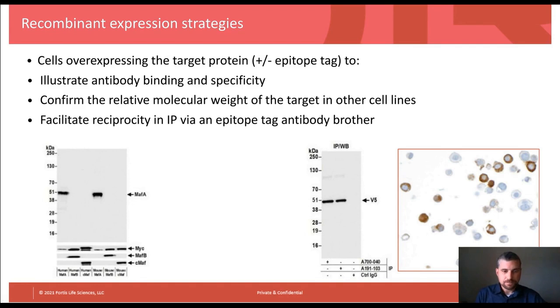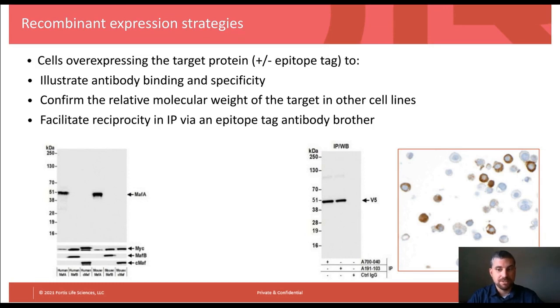On the left, we are overexpressing MAF-A, MAF-B, and CMAF in a series of cell lines. What we're trying to show here is specificity, to show that our MAF-A antibody is not binding to MAF-B or CMAF. You can see here in the top window that we are seeing very specific binding and that it is unique to MAF-A. This can also be really helpful in a scenario where whatever protein you're looking for simply doesn't express well.